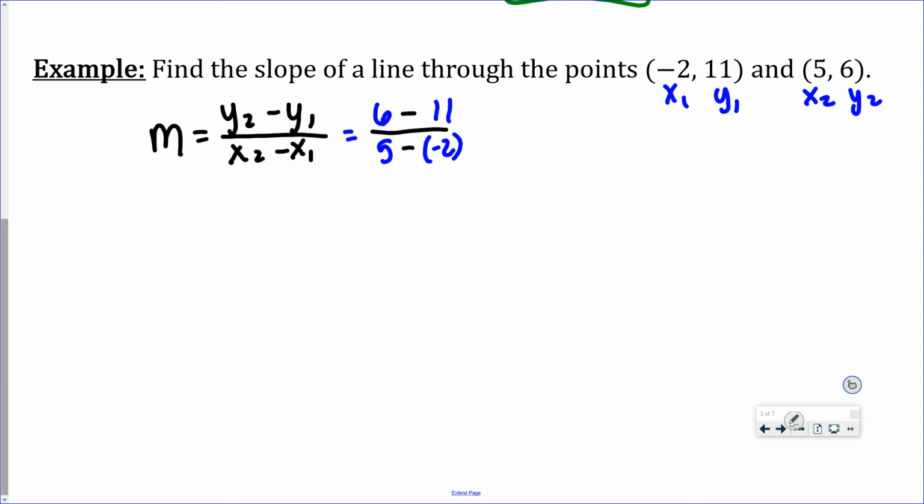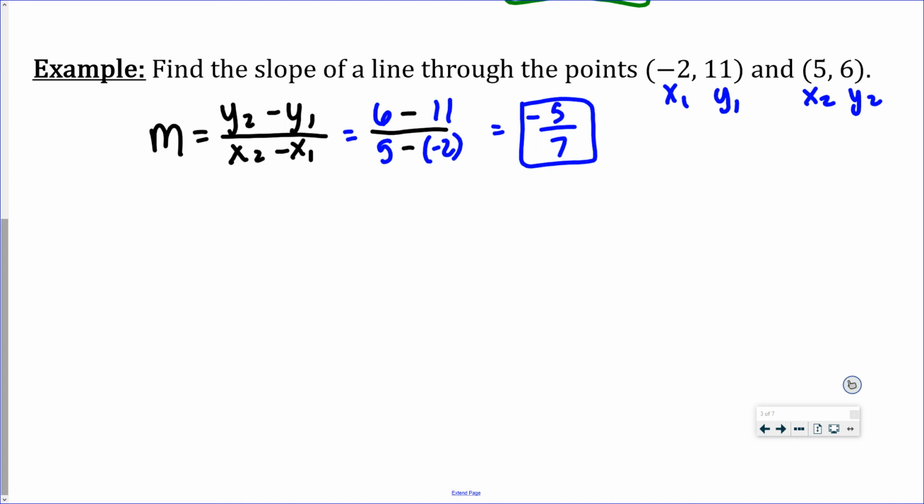Now you just have to make sure the ones that are stacked on top of each other should be the ordered pairs. So 5, 6, negative 2, 11. As long as you have the ordered pairs stacked on top of each other, you're good. We have 6 minus 11 is negative 5 over 5 minus negative 2 is 7. Can that be reduced? No.